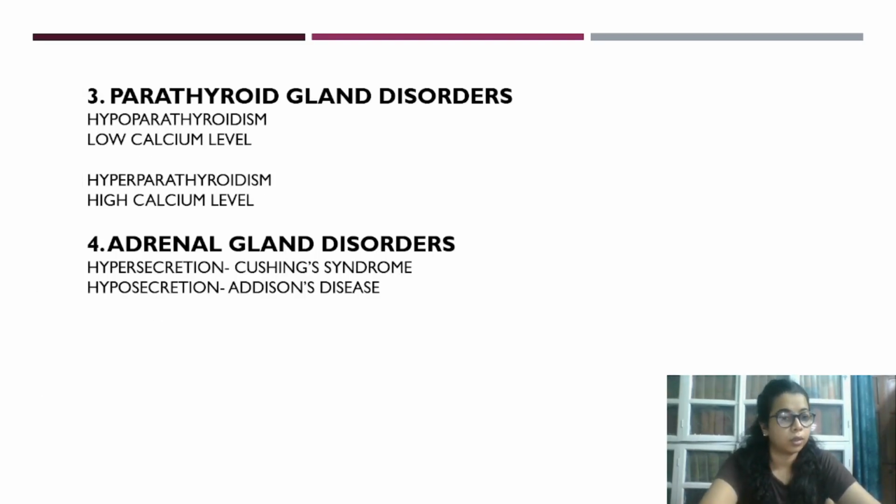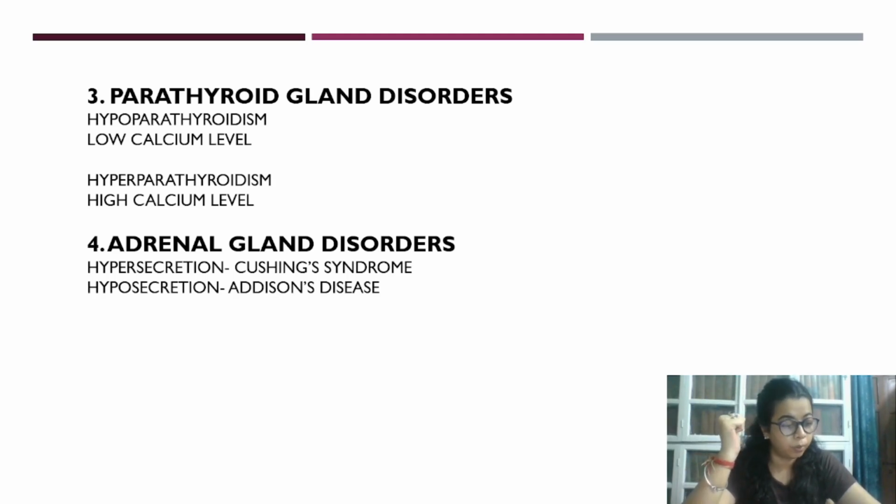Then coming to the parathyroid gland disorder. One is hypoparathyroidism, which causes a low calcium level. What will happen if there is a low calcium level? Then your bones will be very feeble. That means they will get fractured, twitches will occur, and they can easily break down.